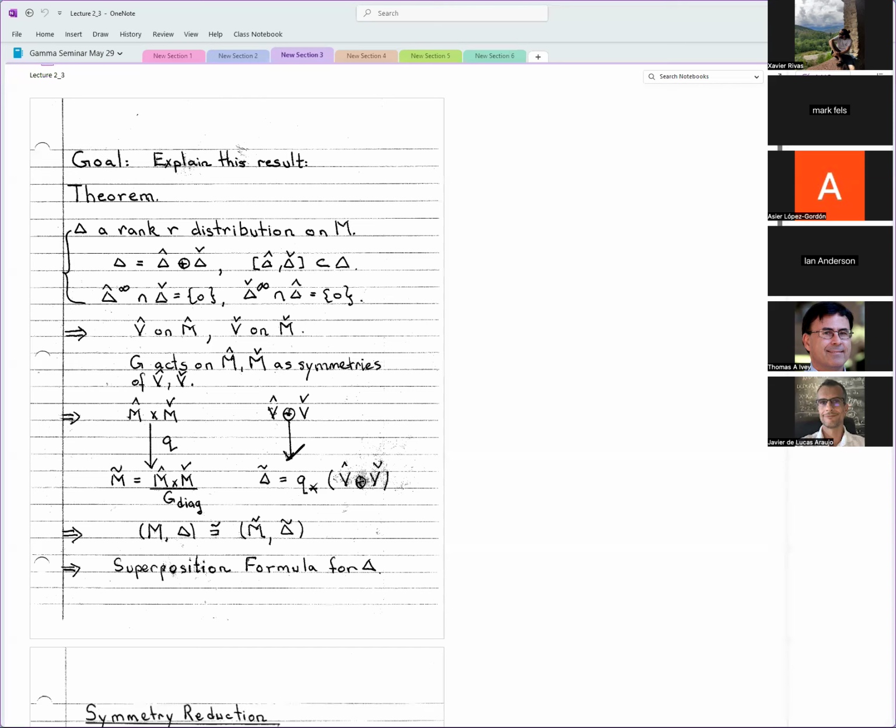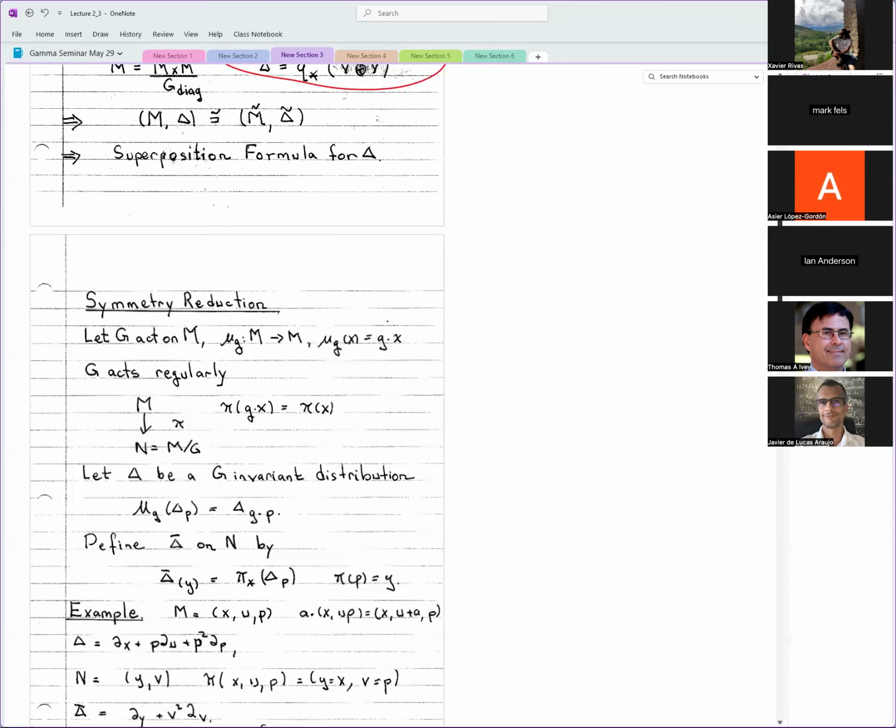Okay, so hooray. We're up to this point right here. Talked about this Vessiot group. And then the last part is to talk about this symmetry reduction here. So this is the last part of the theorem that we have to explain.